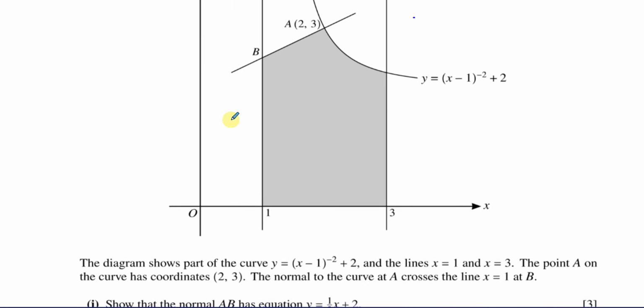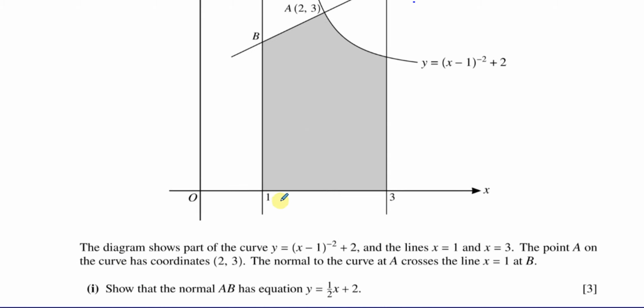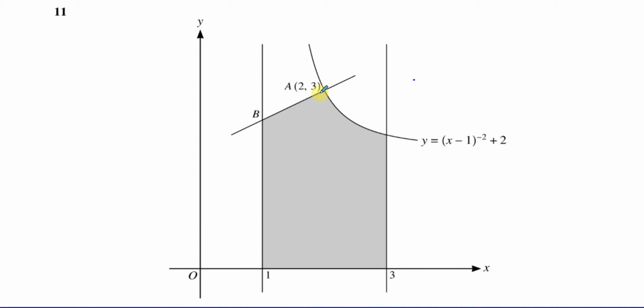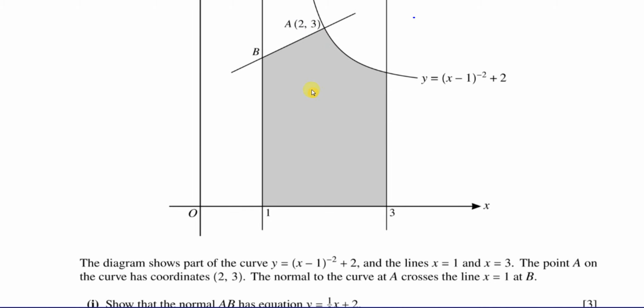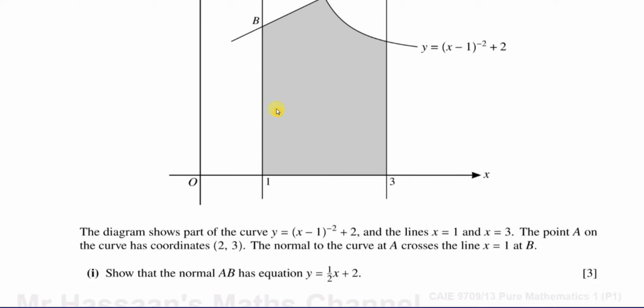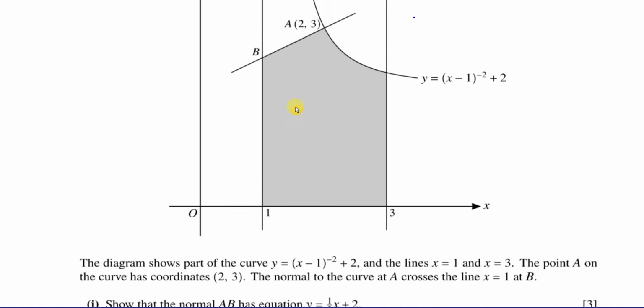about this curve and this line here, which says: the diagram shows part of the curve y equals (x minus 1) to the power of negative 2 plus 2, and the lines x equals 1 and x equals 3. The point A on the curve has coordinates (2, 3). The normal to the curve at A crosses the line x equals 1 at B. Show that the normal AB has equation y equals a half x plus 2.